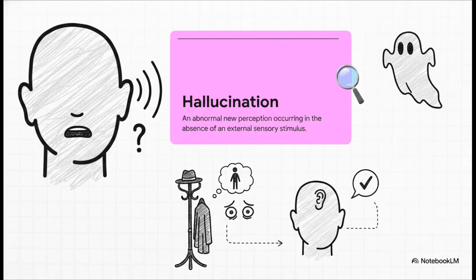Moving from thoughts to perceptions, we have to talk about hallucinations. A hallucination is a completely new perception that occurs without any external sensory stimulus whatsoever. Think of it like hearing a voice when the room is entirely silent. Now, this is very different from an illusion, which is an inaccurate perception of something that's actually real, like seeing a coat rack in a dark room and jumping because you thought it was a person. There are also pseudo-hallucinations. These occur in the subjective inner space of the mind, but crucially, the patient retains insight. They know the voice or the image isn't actually real.